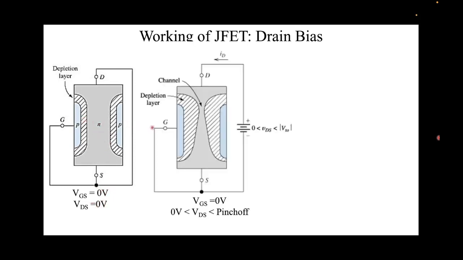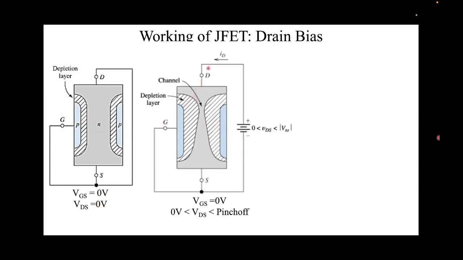Now in order to completely understand the working, we'll do the other case in which we'll keep VGS equal to 0, the gate source bias will remain 0, and we'll try to vary the drain source bias. As usual, if no bias is applied, the small depletion region will be formed here. Now let's apply some small drain bias. What will happen is that the gate drain junction will again become reverse biased.